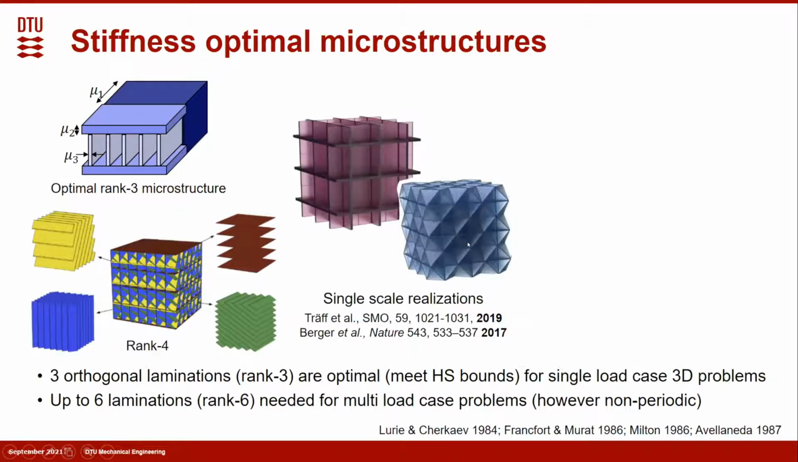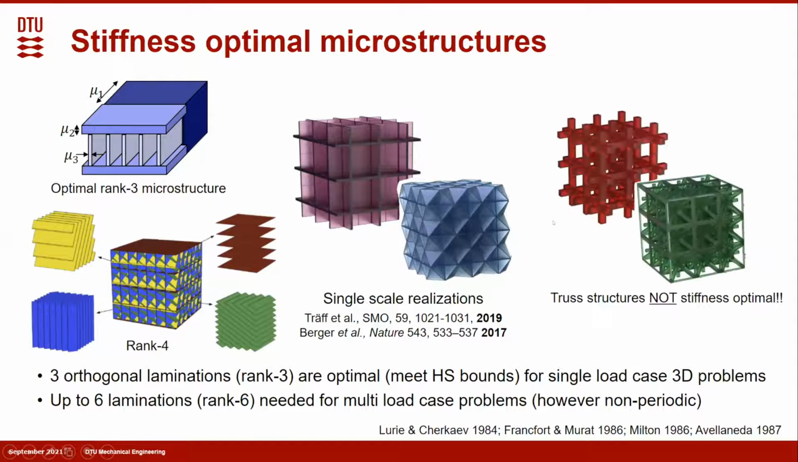And recent studies, both from our group and also Bagger's, show that even without length scale separations, single length scale microstructures can obtain nearly stiffness optimal performance, which meets the Hashin-Shtrikman bound. This shows the simple cubic plate structure, isotropic plate structures. And this image shows the corresponding open wall truss counterpart. As already mentioned, truss structures are not stiffness optimal.